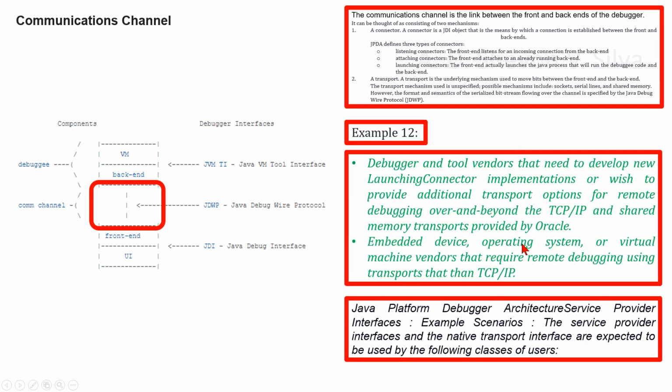Now we are considering example scenarios in service provider interfaces in Java platform debugger architecture. The service provider interfaces and native transport interfaces are expected to be used by the following classes of users: debugger and tool vendors that need to develop new launching connector implementations or wish to provide additional support options for remote debugging over and beyond the TCP/IP and shared memory transports provided by Oracle. And the next point, embedded device operating systems or virtual machines that require remote debugging using transports other than TCP/IP.